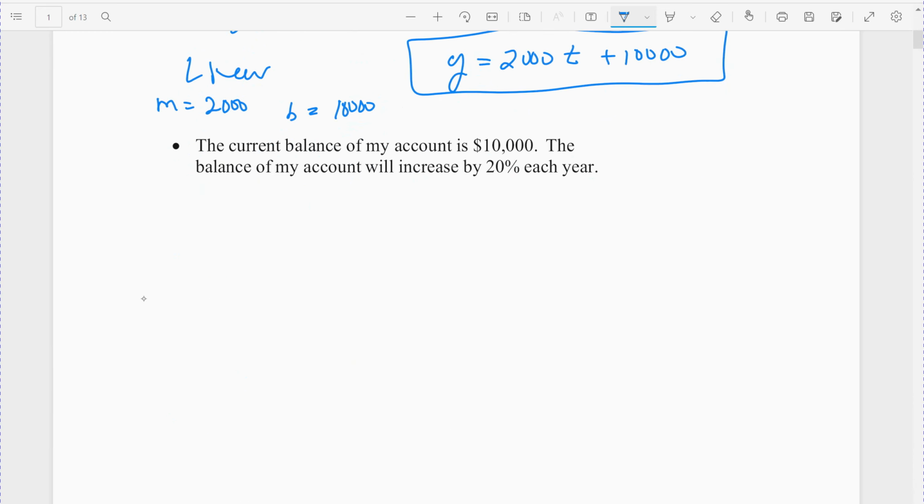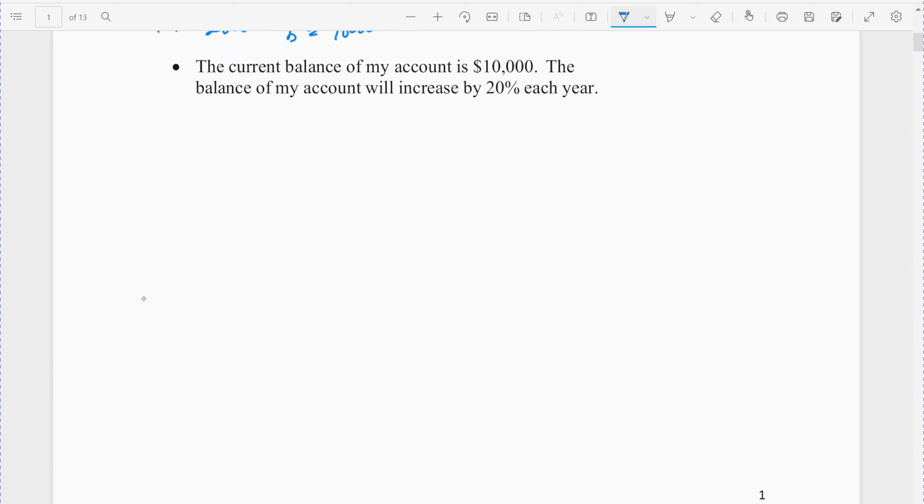Alright, so this would be a linear case. What we're going to get into in this section is exponential cases, exponential growth and exponential decline. So suppose that I have the same starting value, right? So my initial value is still 10,000. But this time, my account's going to grow by 20% each year. So the 20% each year means every year I get to add 20% of the previous year's. And so that's what makes it exponential growth. It's growing at a rate proportional to its size.